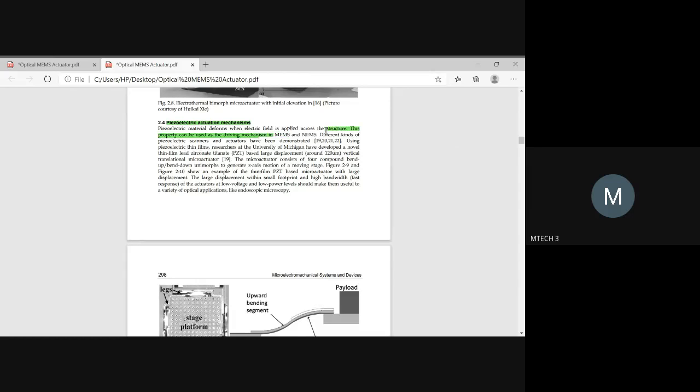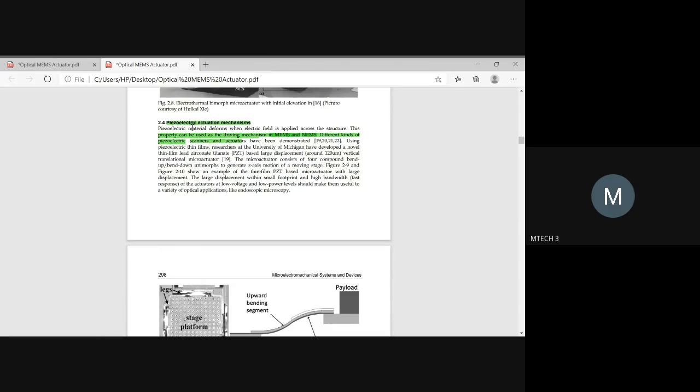So what is NEMS? MEMS is micro electromechanical system. NEMS is nano electromechanical system. Here the devices will be in nano size. In case of MEMS, it will be in micro size. So this could be either the sensors or the actuators made up of piezoelectric as a source material.